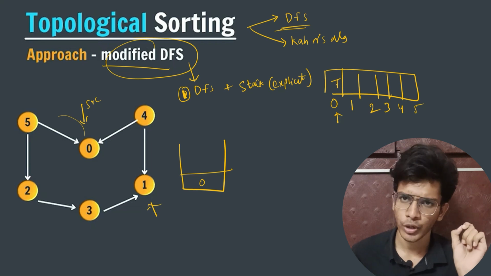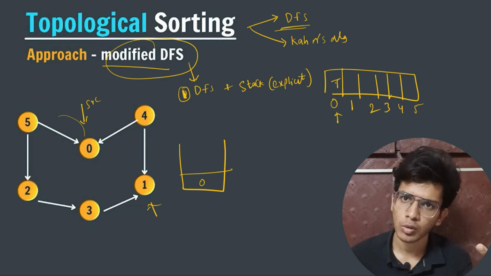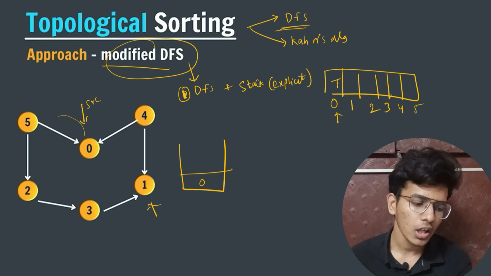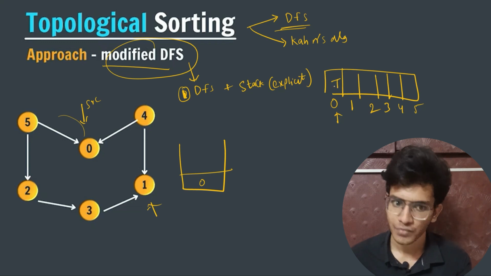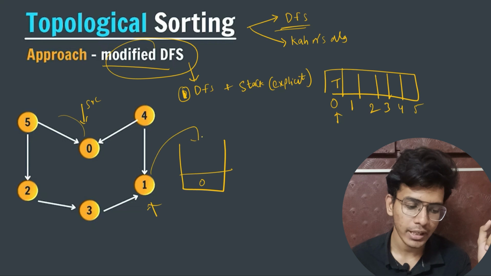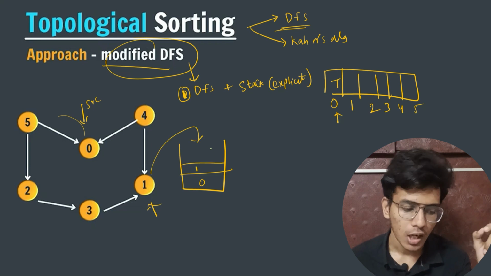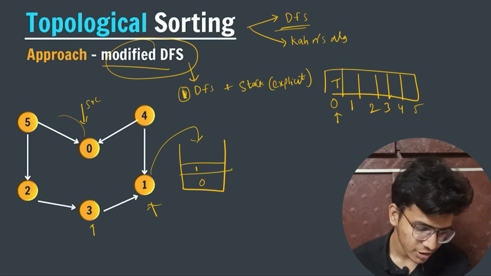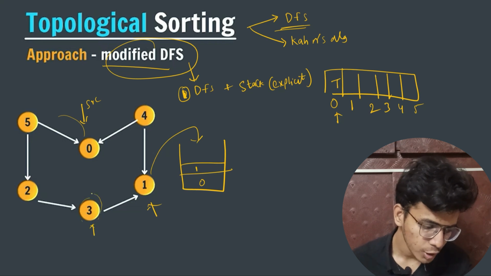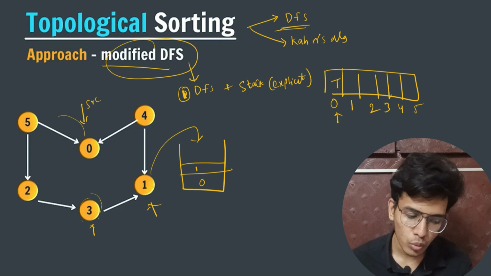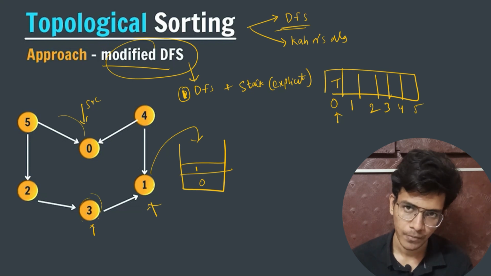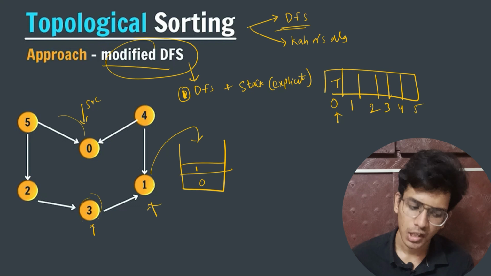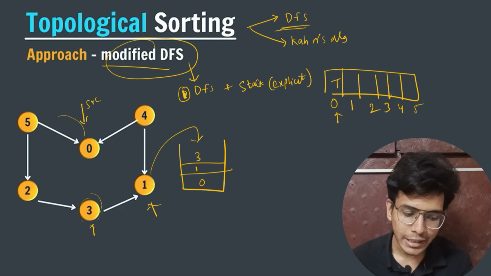I am at my node 1 and from 1 where can I go? I cannot go anywhere because there is no direction. So what I will do is add 1 into my stack. After that I will go to the next node. For example, let's say that I am going to this node. From this node I can go to 1, but 1 is already visited. So I will add 3 into my stack.